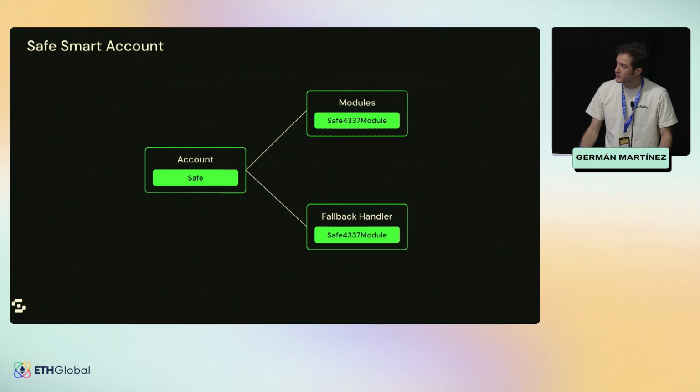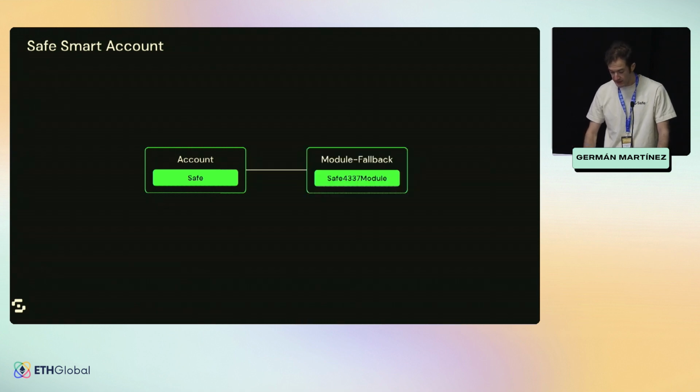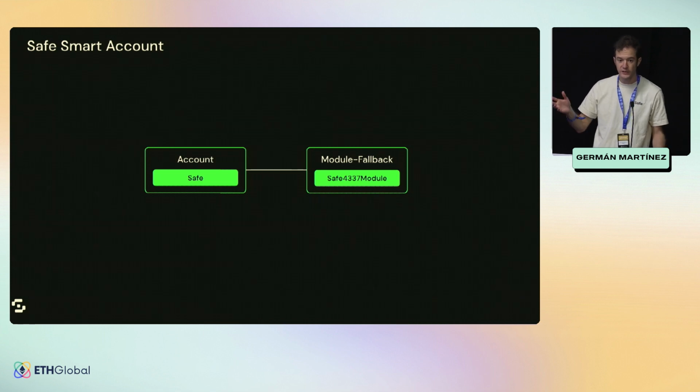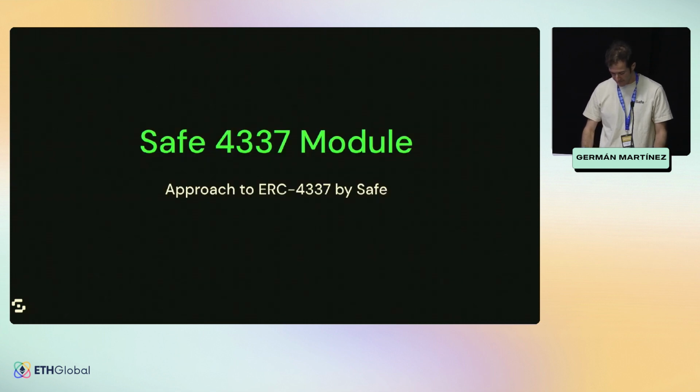Regarding the SAFE 4337 module, we need to enable it as a module and also as a fallback handler. The module will allow it to execute SAFE transactions, and the fallback handler will allow it to receive some calls that are sent to the smart account. But just to clarify the difference between these two slides, it is just one module that is enabled with two different roles.